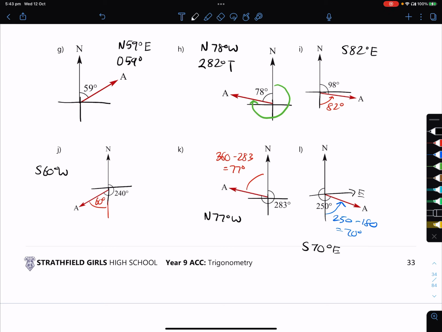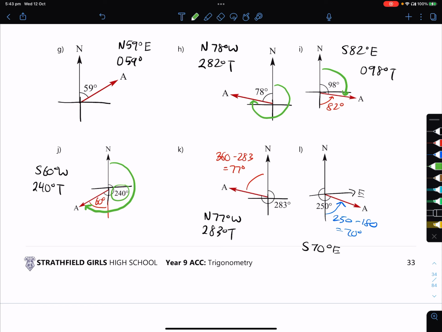For our next one, this one's quite obvious. That's the angle that you need to find, which is already 98 degrees true bearing. Question J would be this angle needed to be found, which is already 240 degrees. So we say the true bearing is 240 degrees. This one's already found as well. That is the true bearing already, so we say it's just 283 degrees true bearing.